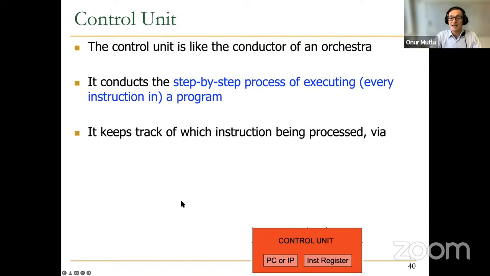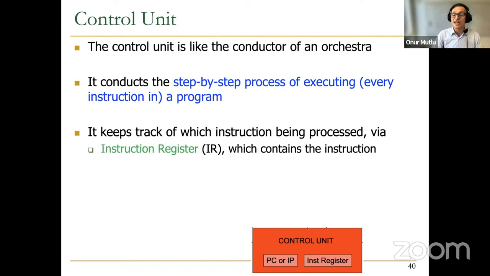It keeps track of which instruction is being processed via an instruction register, which contains the instruction. It turns out this doesn't need to be exposed to the programmer. This can be microarchitectural, not exposed to the programmer. But this is needed so that you can make sure all of the other components in the processor do what the instruction specifies them to do. That's why we need an instruction register. When we fetch the instruction from memory, we put the instruction into the instruction register, and then that instruction register gets decoded, et cetera. We operate on that instruction register to figure out what we need to do in the computer to process that instruction.